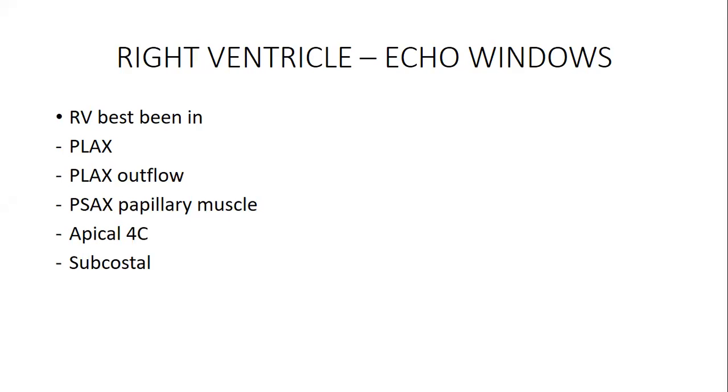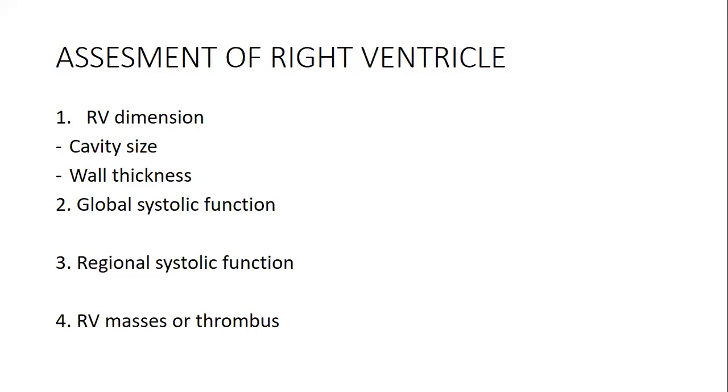These are some of the windows where you can see the right ventricle in profile. I won't go through those windows, but I'll discuss exactly what you need to look at. First things first, you have to do the right ventricle dimension. In the right ventricle dimension, you look at the cavity size, the wall thickness, the global systolic function, and the regional systolic function. You also look at masses, or if there are any thrombi.